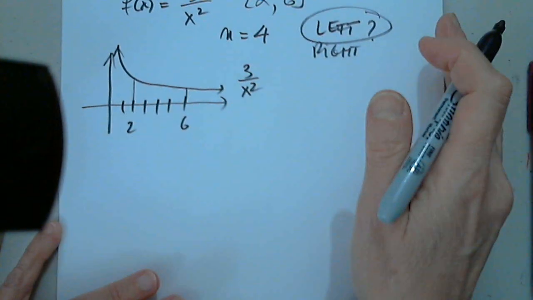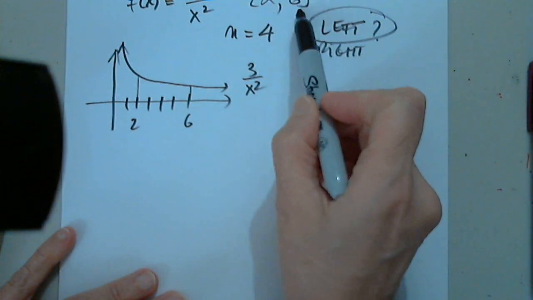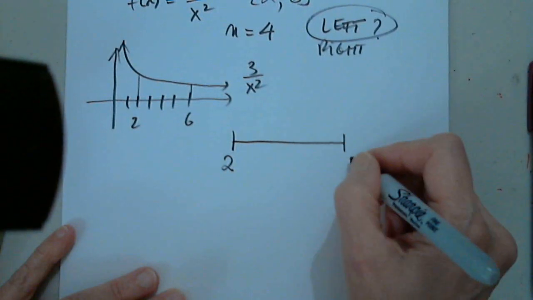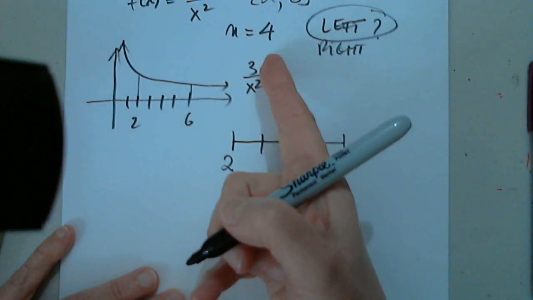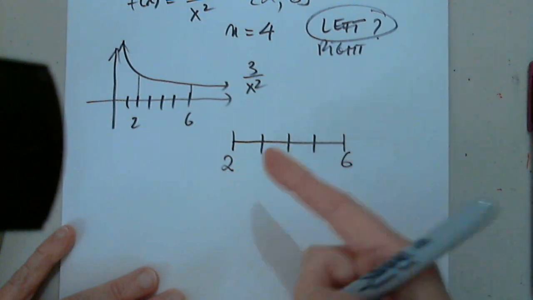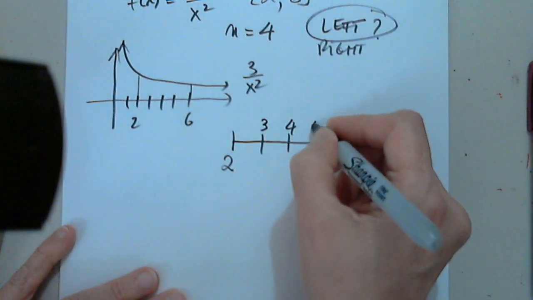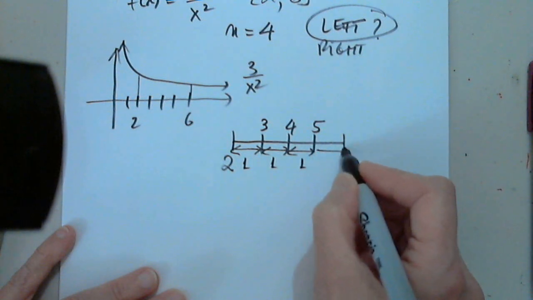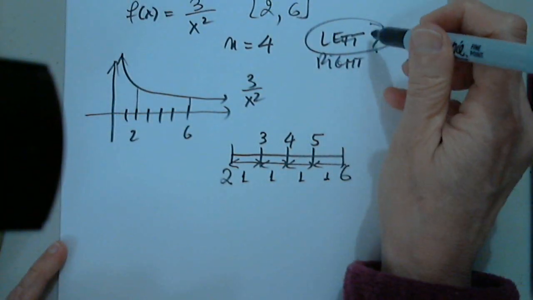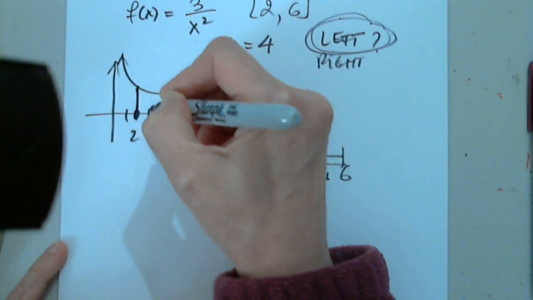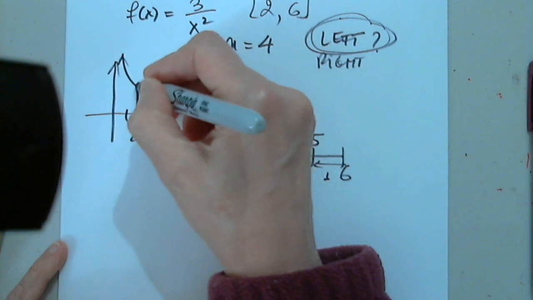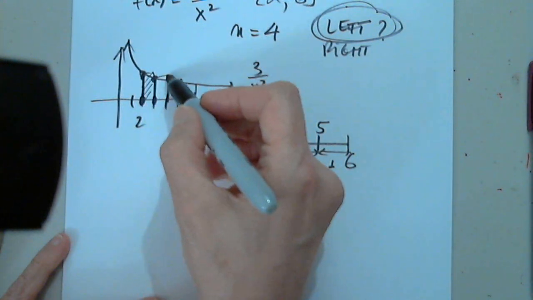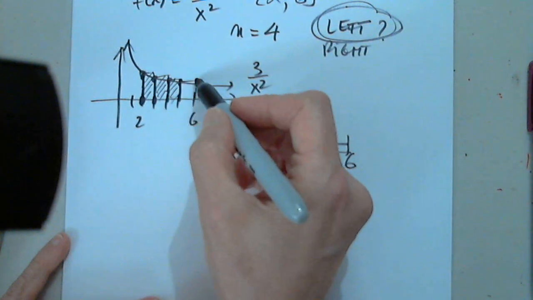Perfect. So here's how we proceed. First of all, this interval has to be divided into 4 subintervals. So the interval between 2 and 6 is divided up into 4 subintervals. 6 minus 2 is 4, 4 over 4, so this is 3, this is 4, and this is 5. The width of each piece is 1. Since they're asking us to use the leftmost, I have to use this height, this height, this height, and this height. So this will be the first one, the second, the third, and the fourth.